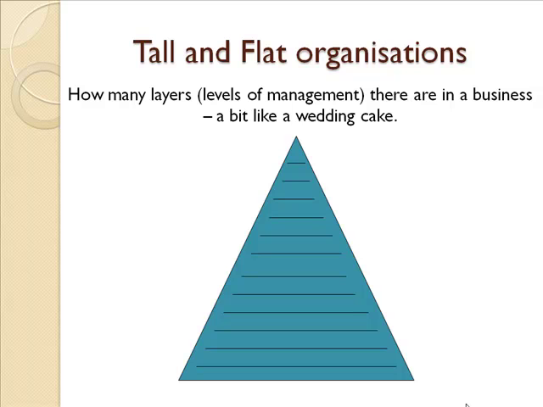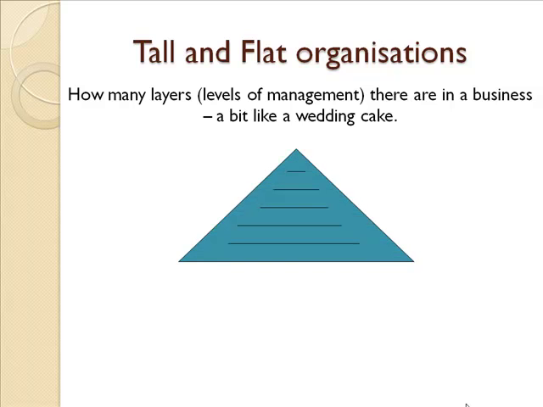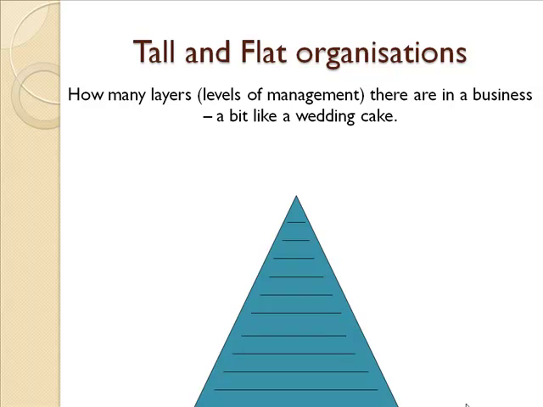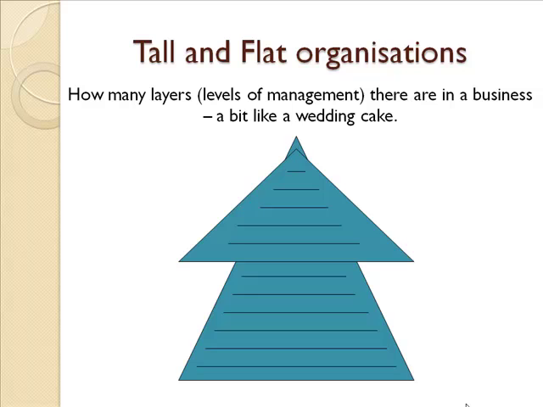So you can see here that this is a very tall organization, and there are a total of 12 different levels. Another organization is a bit flatter, as you can see, a bit wider, and this has only got 5 layers or levels. So you can see here that both organizations are very different in terms of their structure. One's very tall and the other is very flat.